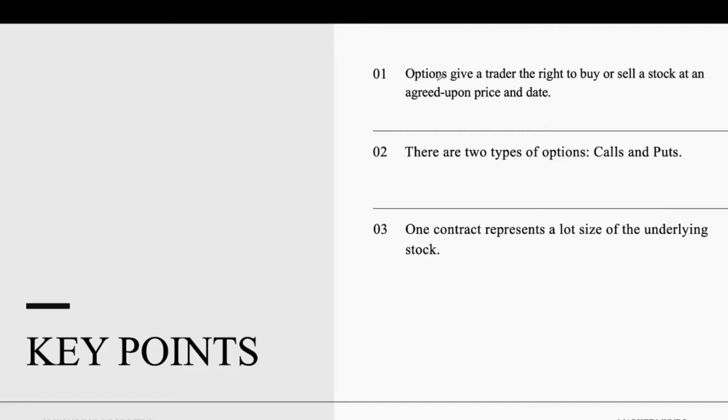Now if you could see here, an option gives the trader the right to buy or sell a stock at an agreed price and date. So as I said, there's a buyer, there's a seller, they both get into a contract. It gives a right to buy or sell a stock at an agreed upon price and date. The same way, I am here saying I have one share and this is a buyer and this is a seller. We both agree on a contract and I am buying it and he is selling it. Okay, it's a very simple concept.